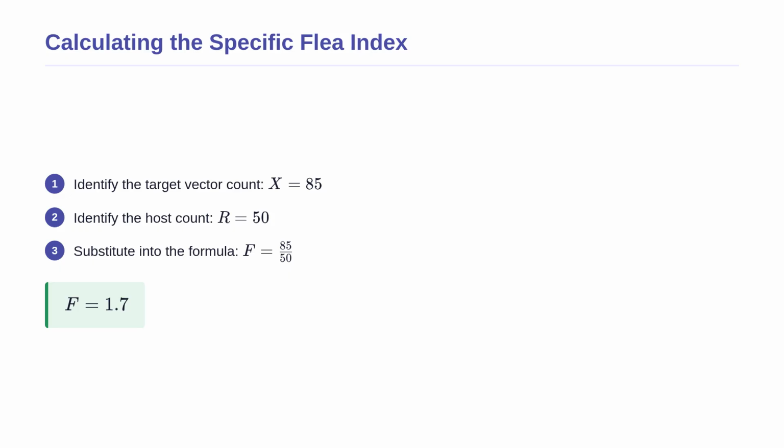Our host count, R, is 50. We substitute these into our equation, dividing 85 by 50. This yields a final specific flea index of 1.7. This means, on average, there are nearly 2 oriental rat fleas on every single rat in this village.